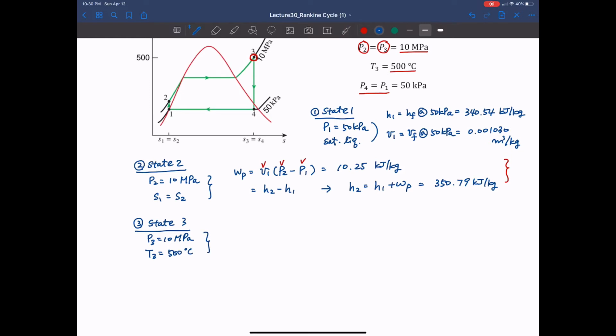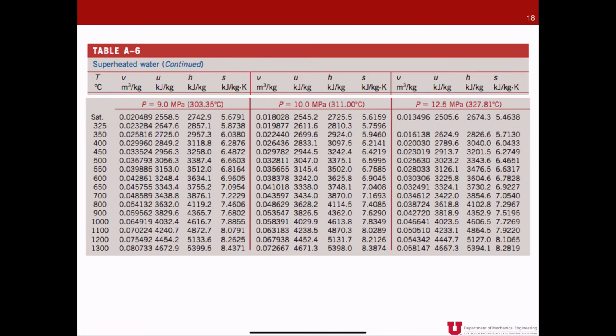So, by having these two values, we can go to this superheated vapor table where we can find 10 megapascal for pressure. Right next to 10 megapascal is the saturated temperature. The given temperature of the steam is higher than the saturated temperature at that pressure, so we can clearly see that the state of the steam is superheated steam.